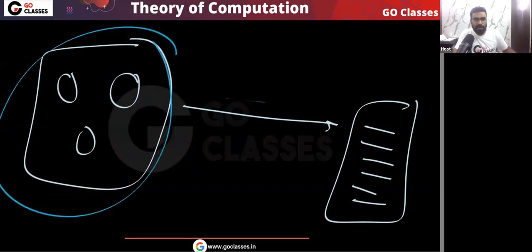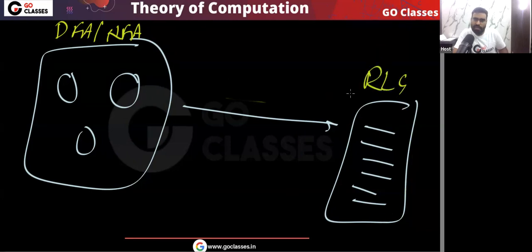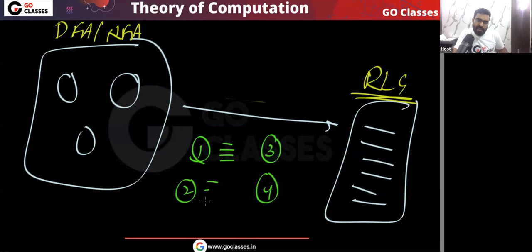This can be either a DFA or an NFA. Basically, this can be any finite automata. So how to convert this finite automata to right linear grammar? Why should we study this conversion? Because maybe in the GATE exam, they will not ask you the language. They can ask you the right linear grammar.